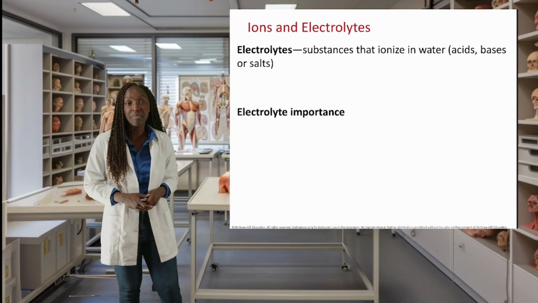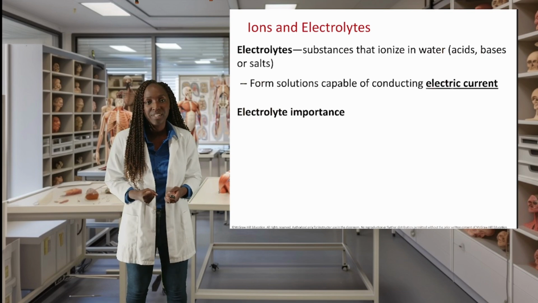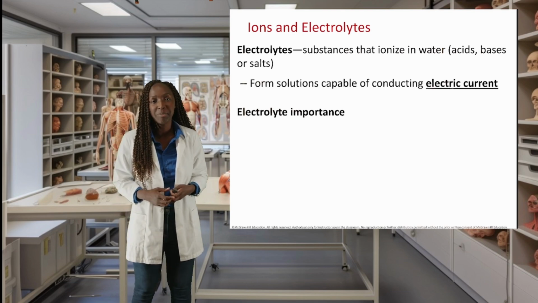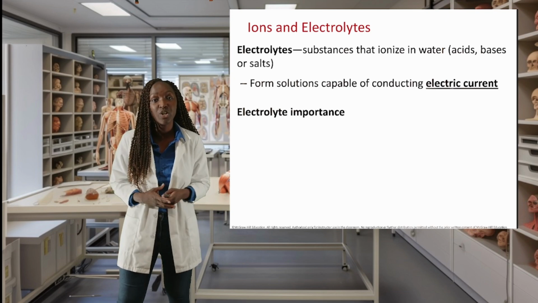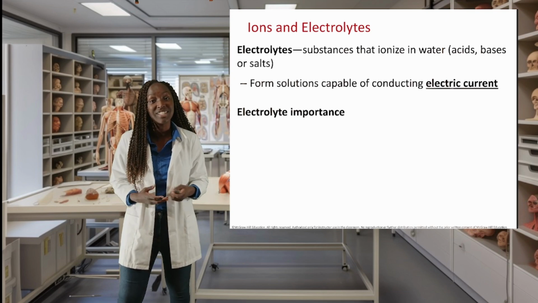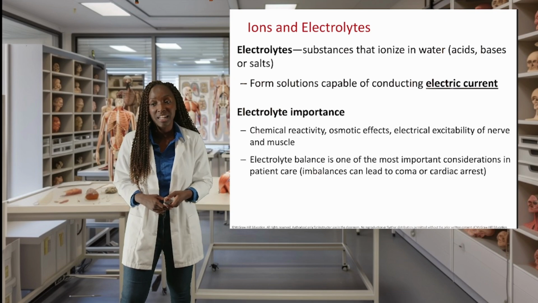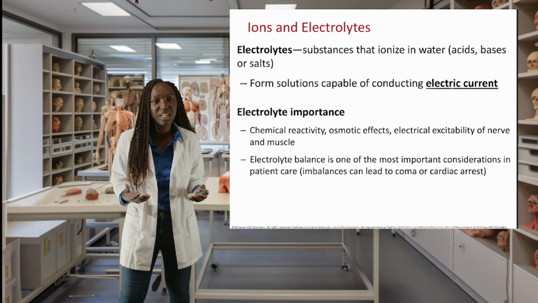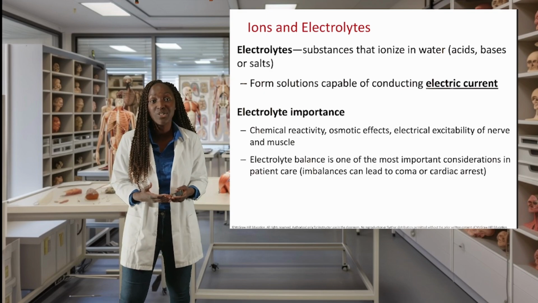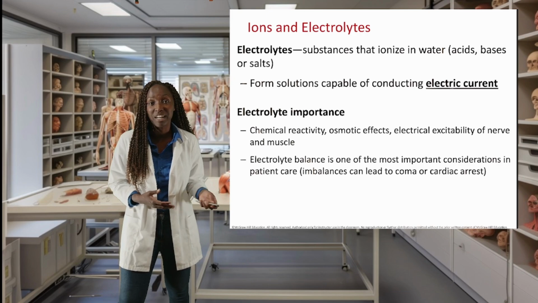Electrolytes are going to be substances that ionize in water, which means they break apart. And they form solutions that are capable of conducting an electrical current because of those positive and negative charges, when they break apart into cations and anions. Electrolytes have a huge importance in the body for chemical reactivity, osmotic effect, electrical excitability of nerves and muscles, and so forth. So it is very important to maintain an electrolyte balance in the body.